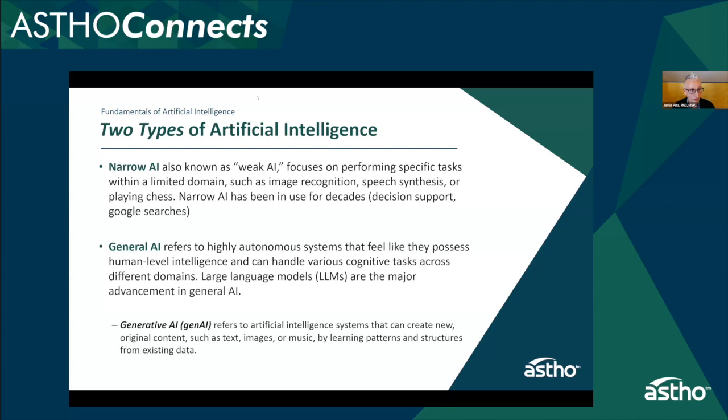The major breakthrough that has enabled these systems are called large language models, or LLMs. And a subset of general AI, and this gets a little confusing because the gen word is still present there, is generative AI, or generative artificial intelligence. That refers to artificially intelligent systems that can create new original content like text, images, or music. And that is accomplished by learning patterns and structures from the existing data. Generative AI is where we think most of the attention is being placed right now in the media and news stories about artificial intelligence. This is where ChatGPT sits.